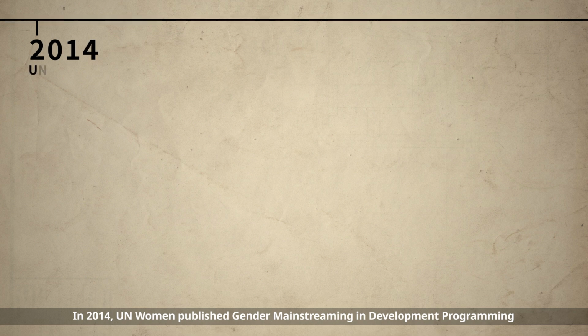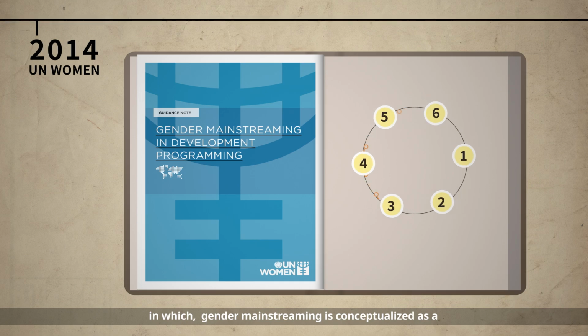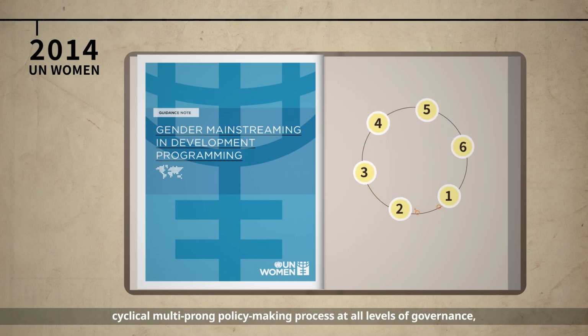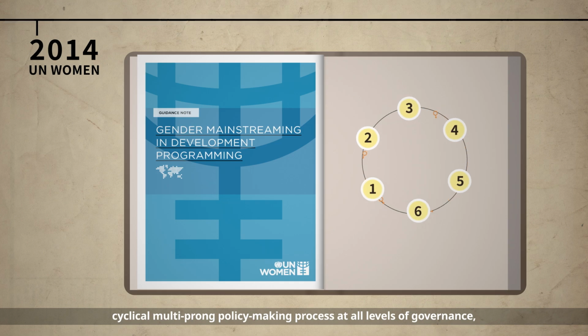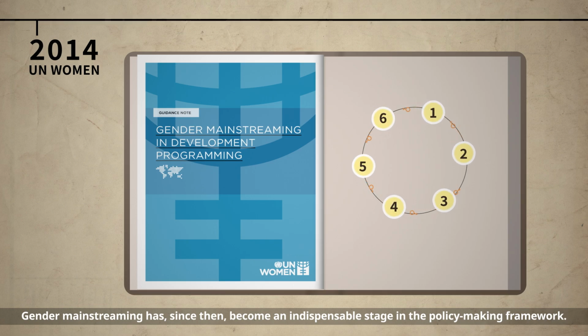In 2014, UN Women published Gender Mainstreaming in Development Programming, in which gender mainstreaming is conceptualized as a cyclical, multi-pronged policy-making process at all levels of governance. Gender mainstreaming has, since then, become an indispensable stage in the policy-making framework.